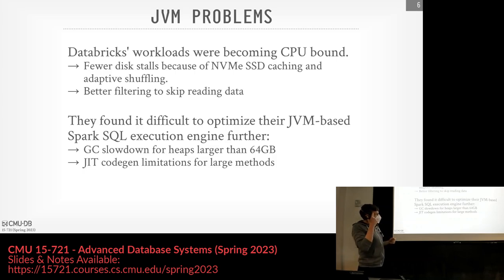What they were finding is that with the Spark SQL engine, it was really hard for them to make it go faster because it's in the JVM. The codegen code was difficult to maintain because only people that had experience actually working in the internals of the JVM could manipulate that piece of the system. If the heap size got larger than 64 gigabytes, then the garbage collector became a huge bottleneck. Even though you're putting things off heap as much as possible, there's still overhead about other metadata.